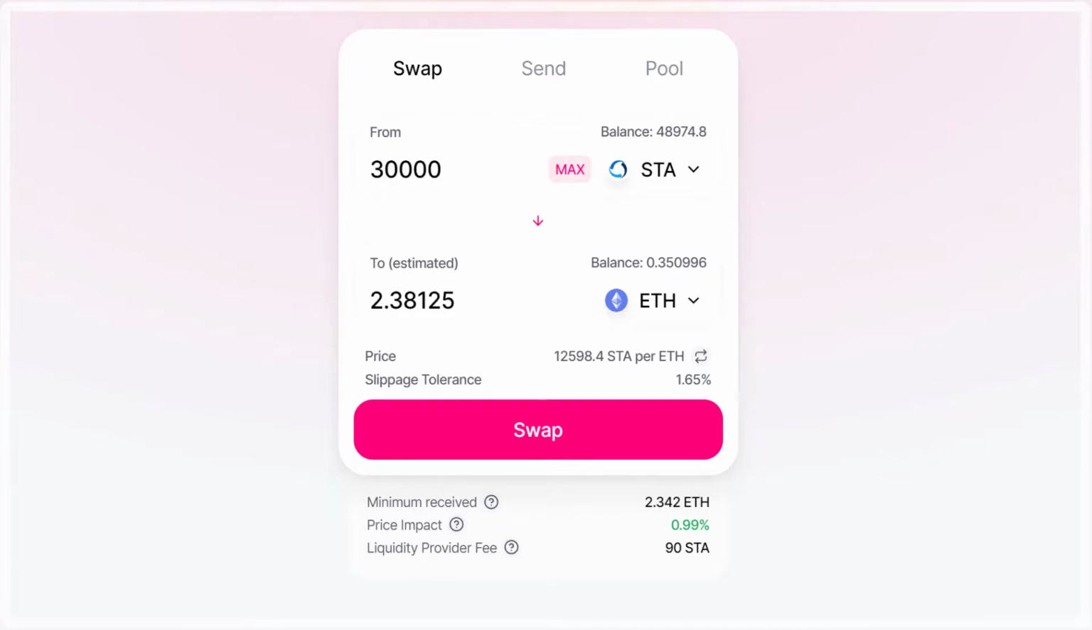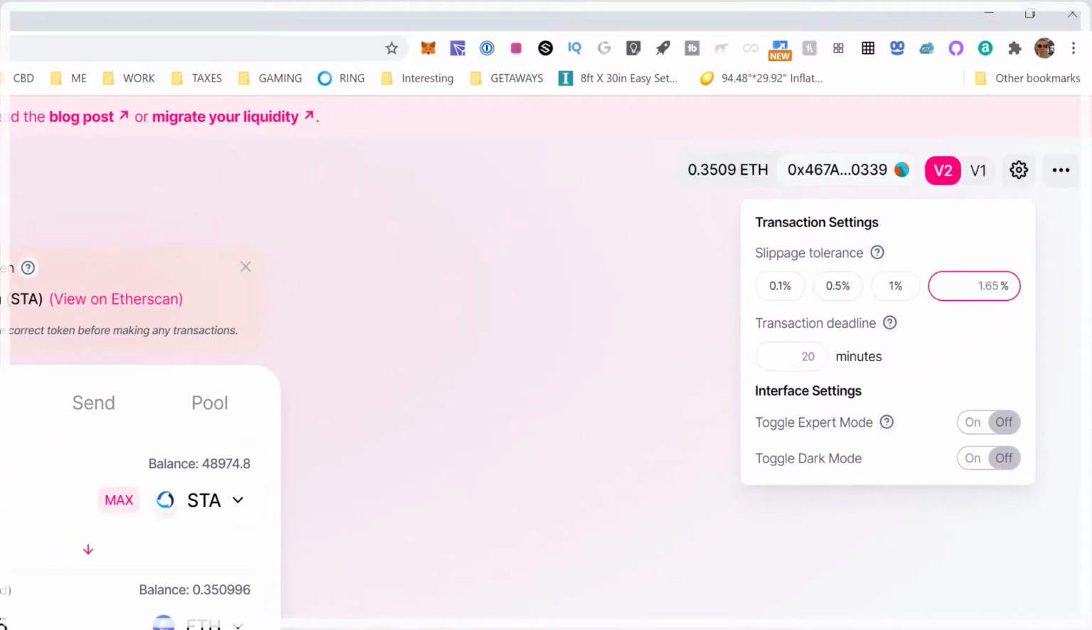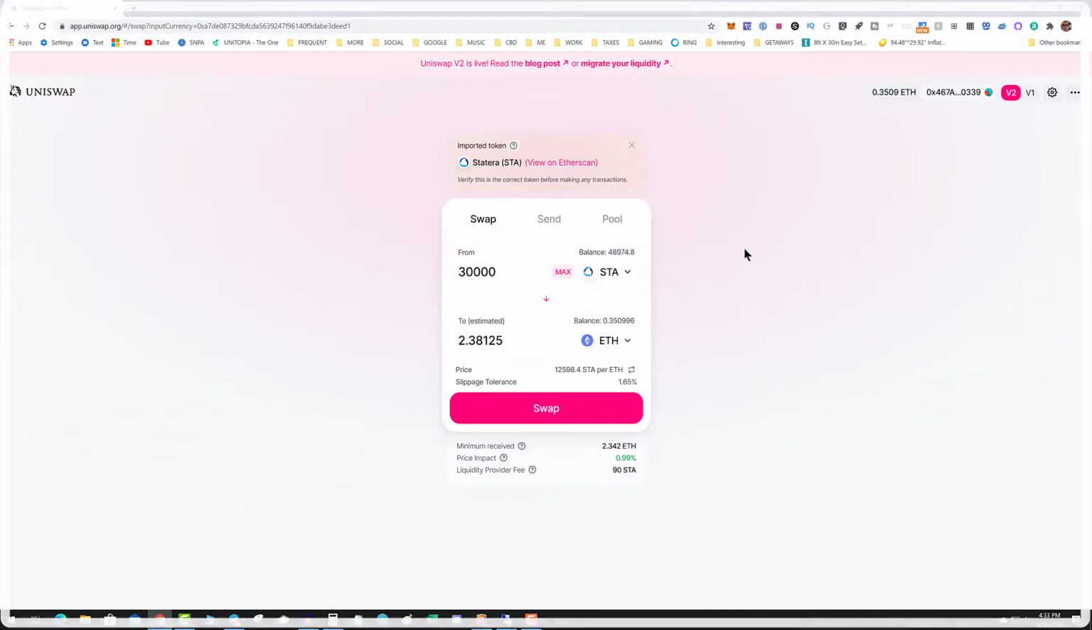So once again, make sure you use appropriate gas and click on the little gear and adjust your slippage to match your price impact. And normally, like I said, by default it's 0.5 or 1%, which a lot of times, if you don't have this set correctly, your TX will fail.